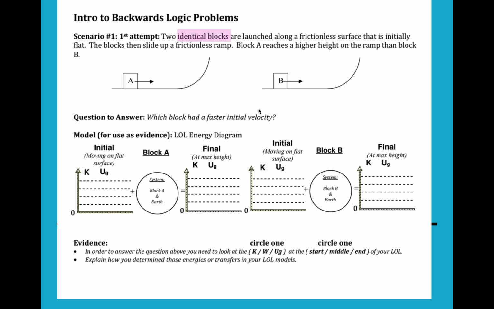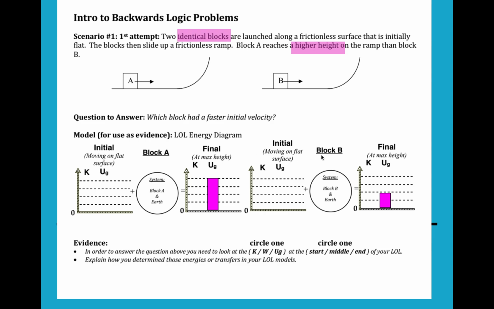The prompt tells me that they are identical blocks. That gives me an idea that they have the same mass, and that at the end, block A reaches a higher height than block B. I know objects that have the same mass and different heights will have different potential energies. So I'm going to show on my LOL diagram that block A has a lot of potential energy at the end and block B has less because it went less height.